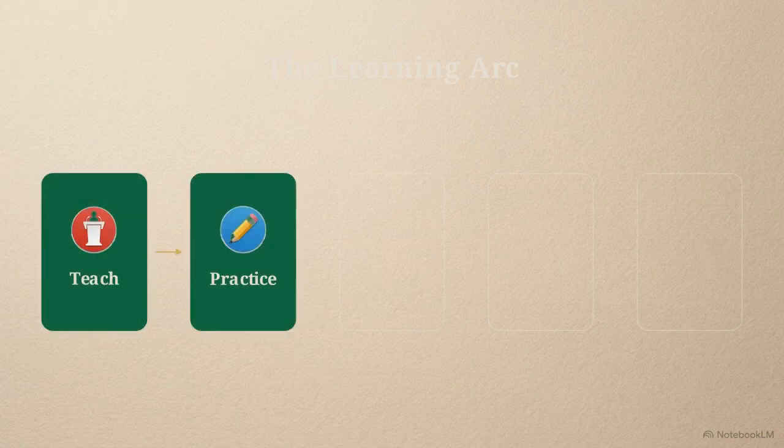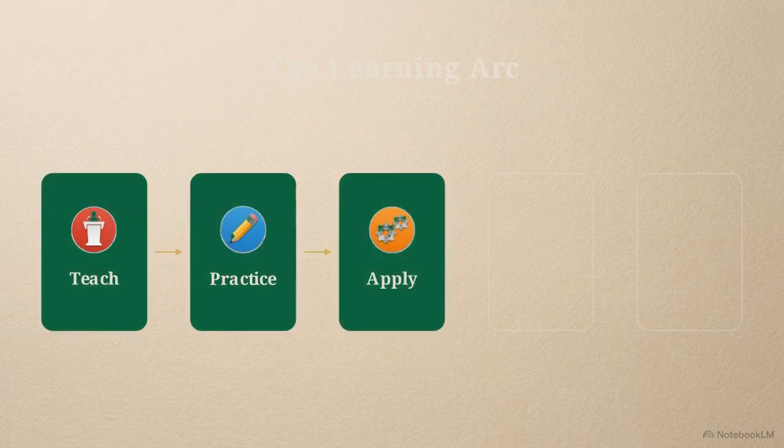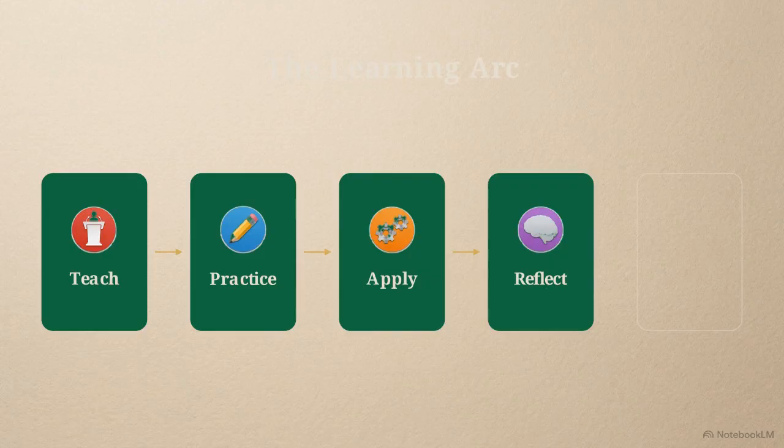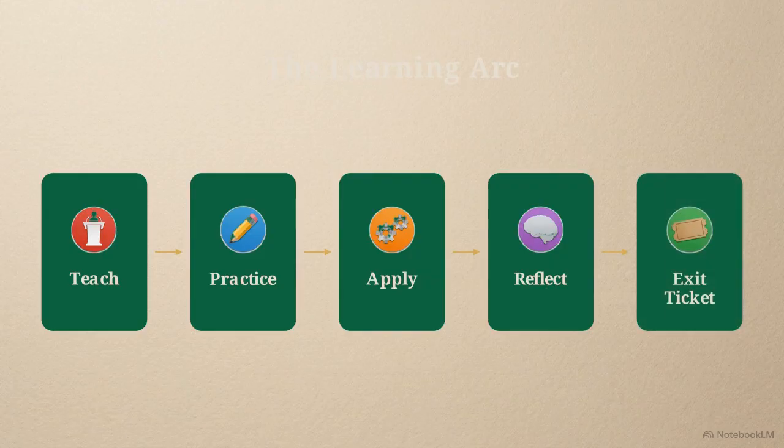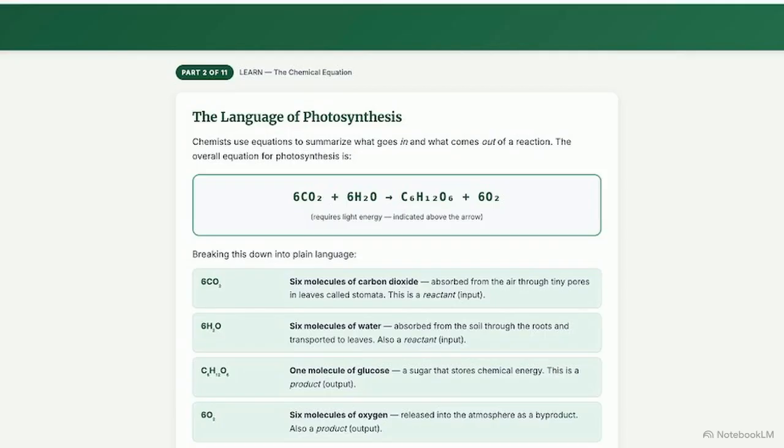The output is a highly structured product. As this flowchart shows, TeachSpark generates a strict 5-part interactive learning arc. It guides students through a sequence: teach, practice, apply, reflect, and finally, an exit ticket. And the platform handles highly specific, rigorous academic material right in that first teach phase.